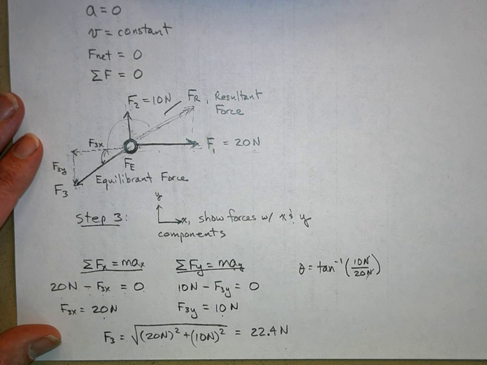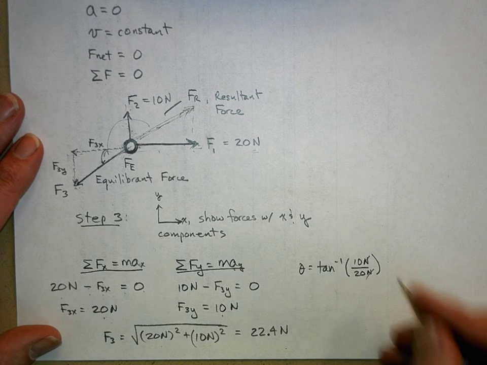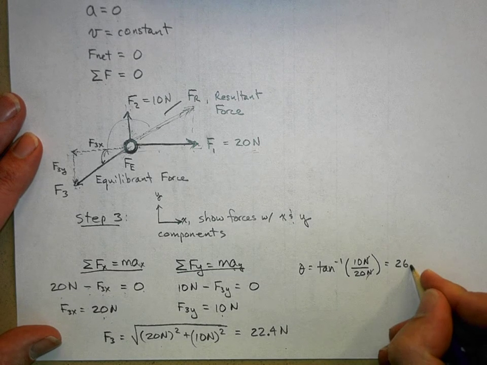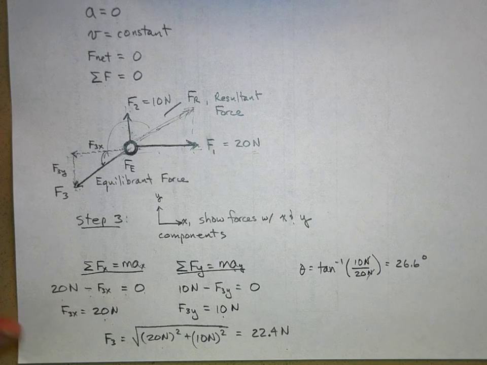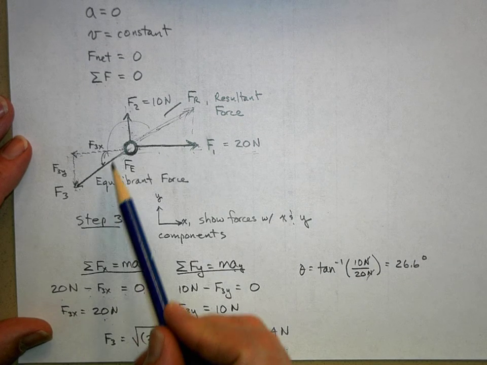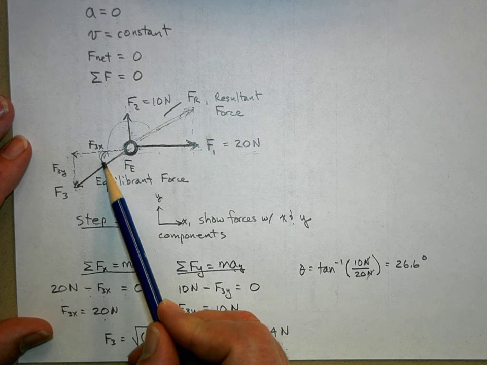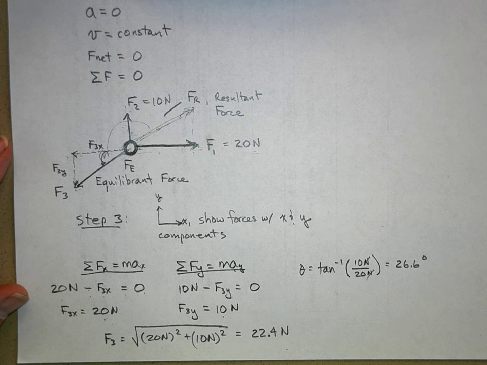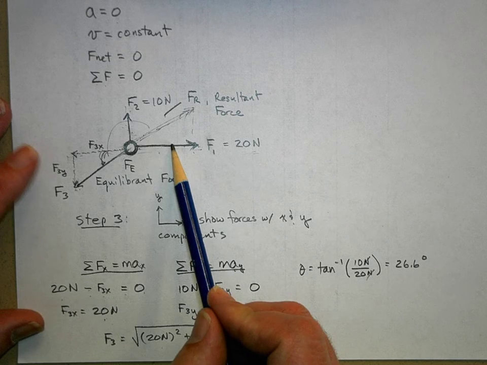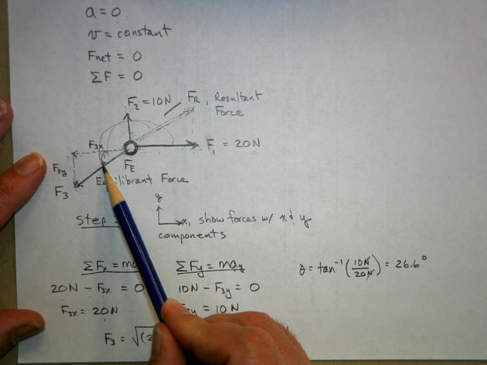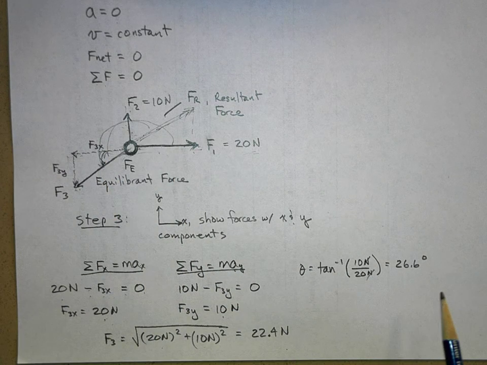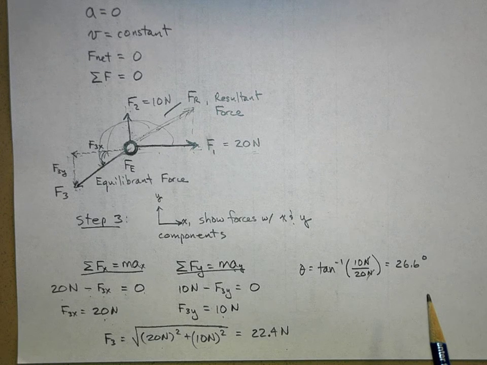and you get, oh, that's interesting, 26.6. Now, that means that this angle right here is 26.6, and that makes sense, doesn't it? But what is it actually? If I was going to use polar coordinates, what would I have to do to measure this angle from here all the way over like that? I would have to add 180 degrees to it.